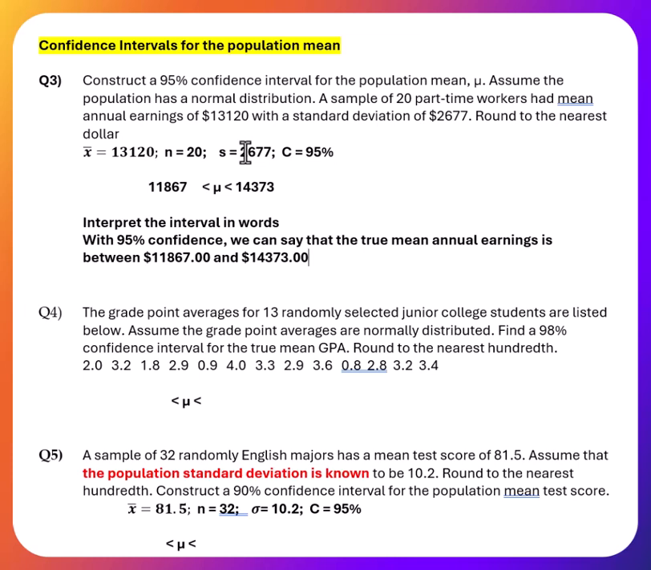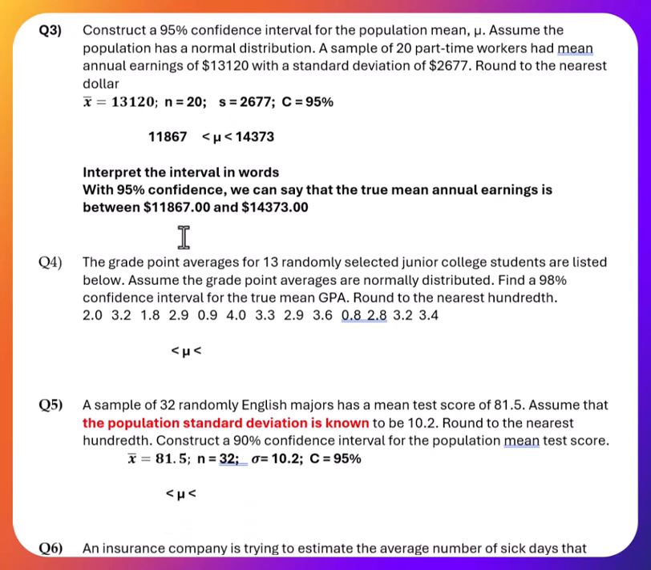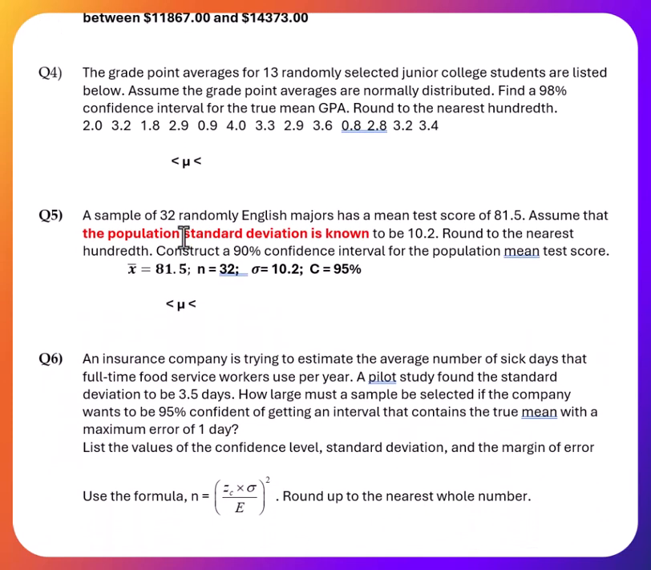Okay. Next question. The grade point average of 13 randomly selected junior college students are listed below. Assume that the grade point averages are normally distributed. Find a 98% confidence interval for the true mean GPA, round to the nearest 100th. Before I do anything, guys, I have to key in the data into StatCrunch. So let me just do that first.